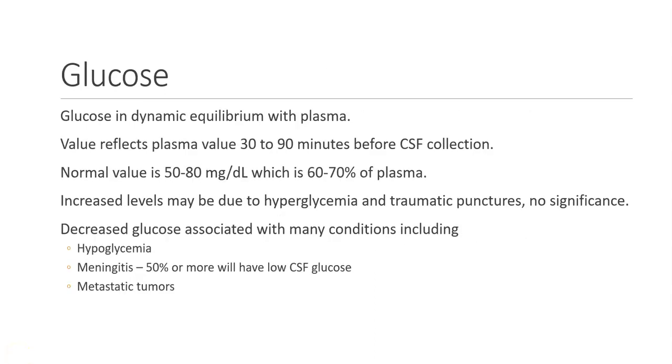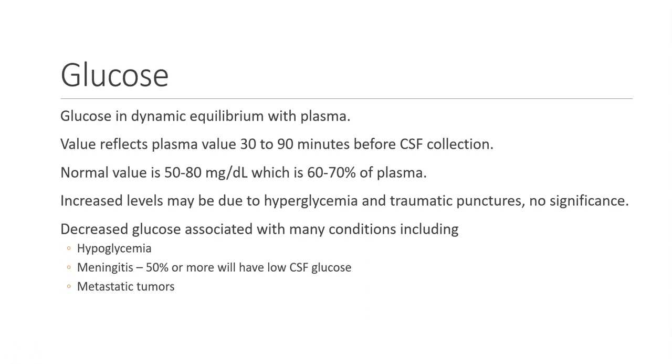CSF glucose is in dynamic equilibrium with plasma. The values reflect plasma values at 30 to 90 minutes before CSF collection. The normal value for a CSF glucose is 50 to 80 milligrams per deciliter, which is 60 to 70% of that found in the plasma. Increased levels may be due to hyperglycemia, high blood sugar, and traumatic punctures. And these really have no clinical significance.